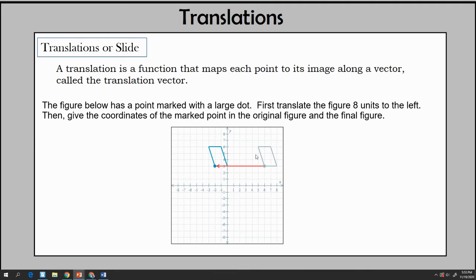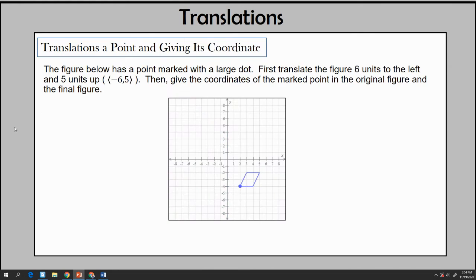The question here said, what's this point going to be in the final figure? Our original point is here at 6, 3. When we go 8 to the left, it's at -2, 3. I'm going to show you more about that in a second, but this is what it means to translate or to slide.